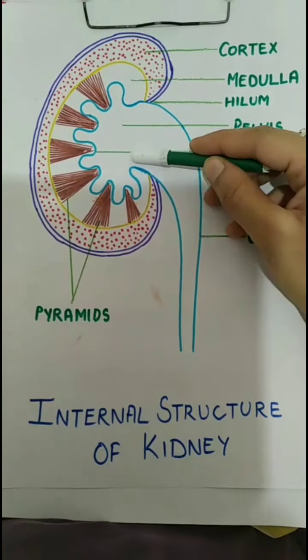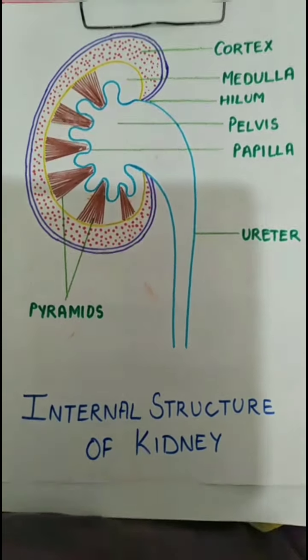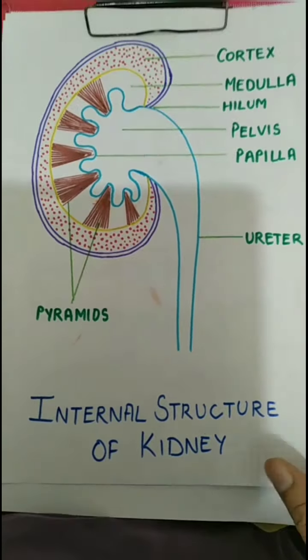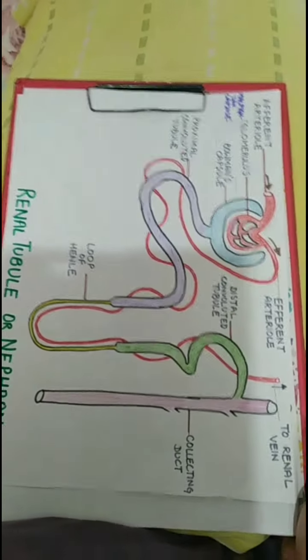Well, kidney is basically made up of a number of small tubule like structures which are known as uriniferous tubules, kidney tubules, renal tubules, or simply nephrons. Now we're going to have a look at how a nephron looks like. Well, this is the structure of a renal tubule or a nephron.